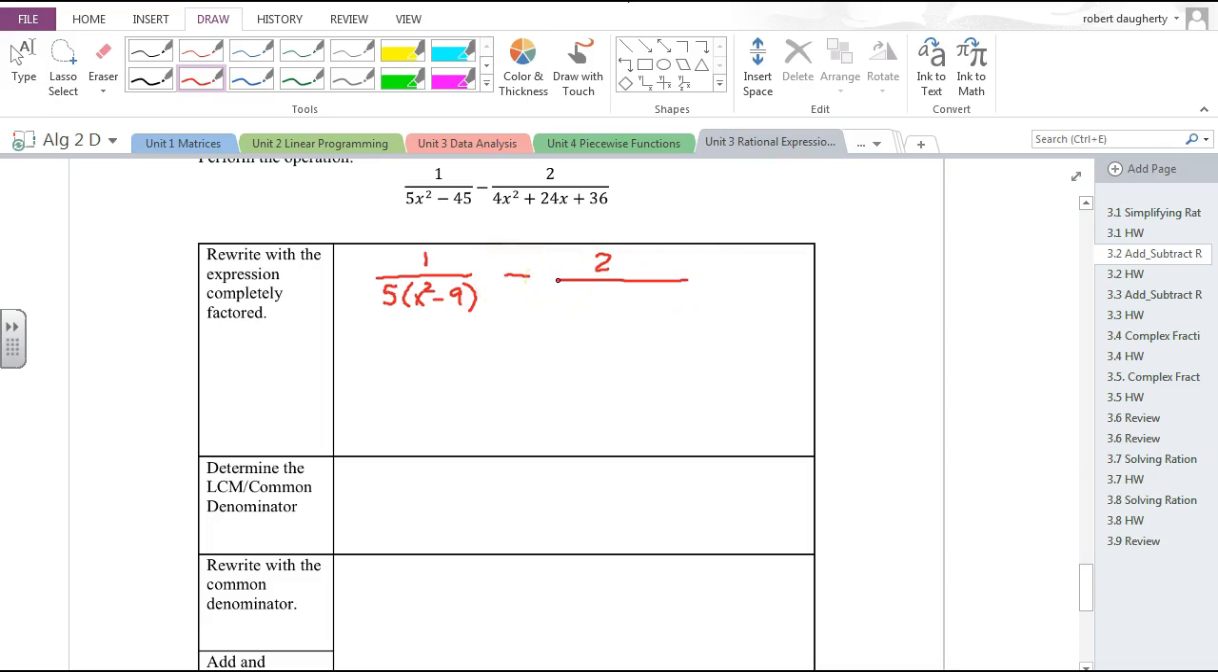How can I factor the next one? Yeah, first I can factor out a 4. Let's do that. That's going to make it easier for me. So 4 times x squared plus 6x plus 9. Now, is that completely factored? No. You're going to have to use multiple steps.